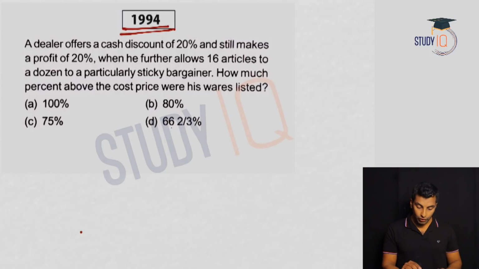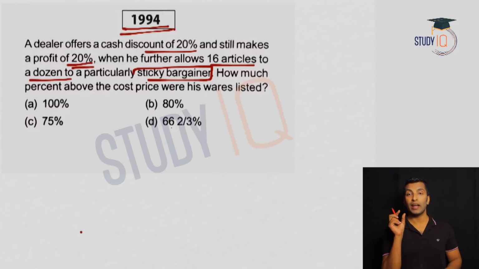What is given? A dealer offers a cash discount of 20% and still makes a profit of 20%. So he is giving a discount of 20% and he is getting a profit of 20%. When he further allows 16 articles to a dozen to a particular bargainer, how much percent above the cost price were his wares listed? See here, 16 articles to a dozen. That means he is selling 16 articles at the cost of 12, for a particular person. Again, that means he is giving a discount.